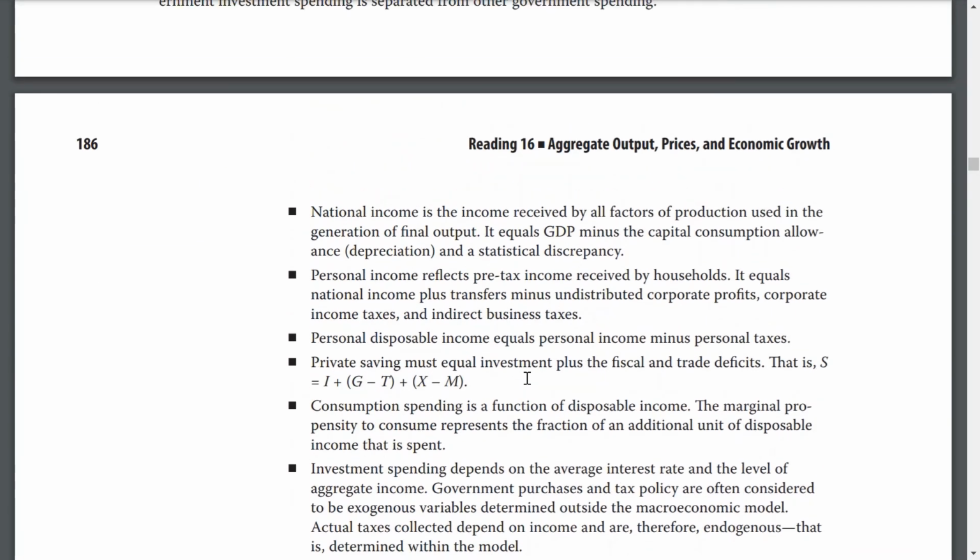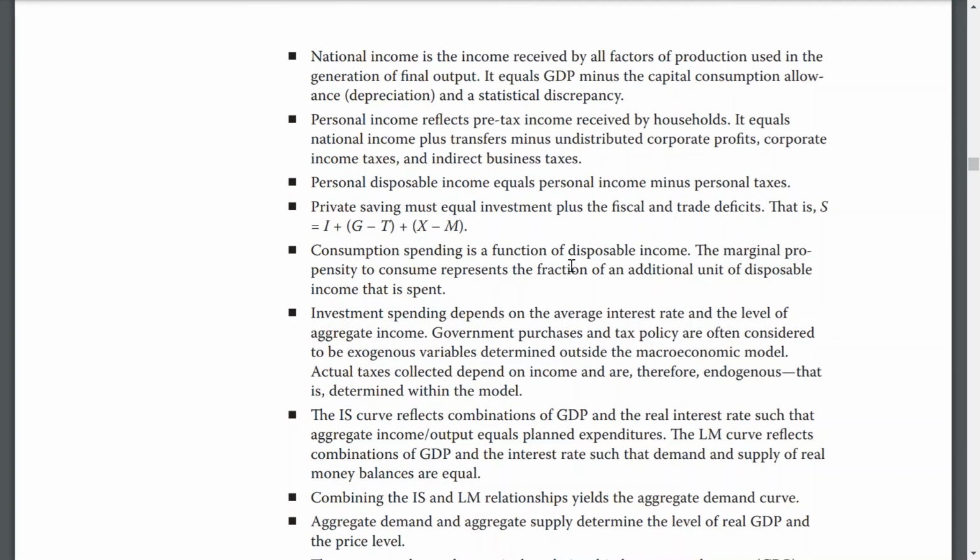National income is the income received by all factors of production used in generating the final output. It equals GDP minus the capital consumption allowance, or depreciation, and a statistical discrepancy. Personal income reflects pre-tax income received by households. It equals national income plus transfers minus undistributed corporate profits, corporate income taxes, and indirect business taxes. Personal disposable income equals personal income minus personal taxes. Private savings must equal investment plus the fiscal and trade deficits. That is, S equals I plus G minus T plus X minus M.